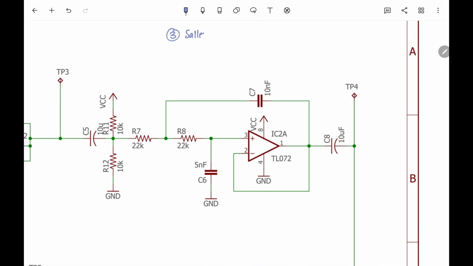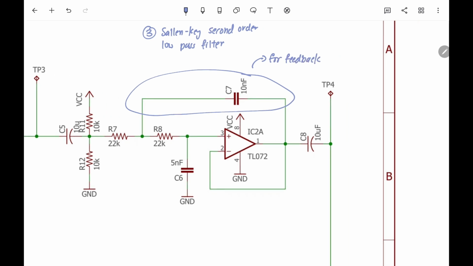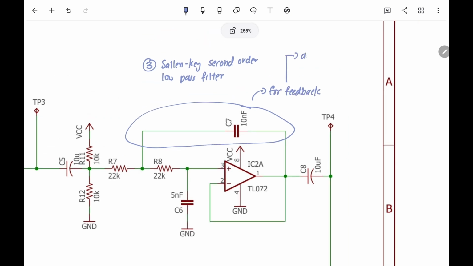So for the third circuit, it is called the Sallen-Key second order low pass filter. So at this part where the capacitor 10N is at, it is the capacitor that is for feedback, which allows low frequency to pass through it.